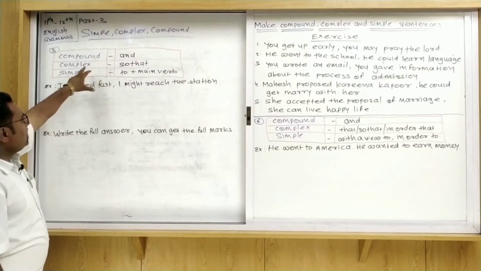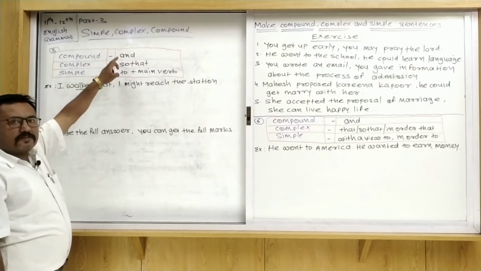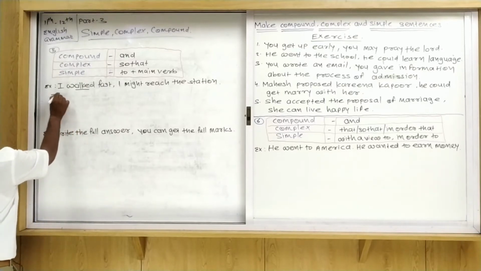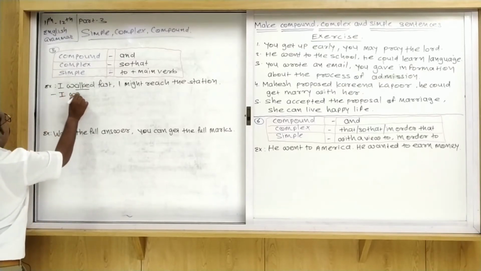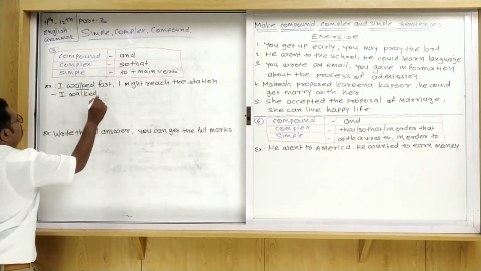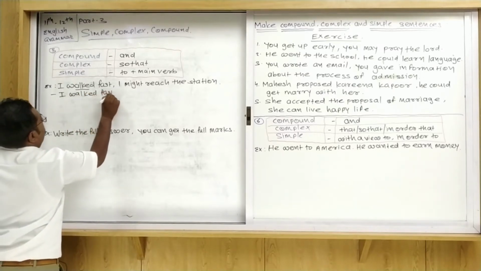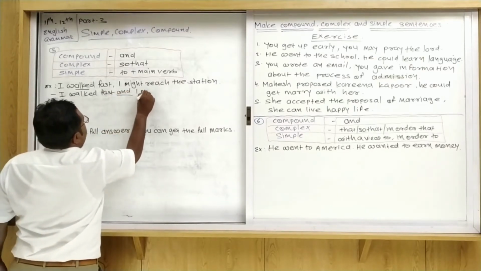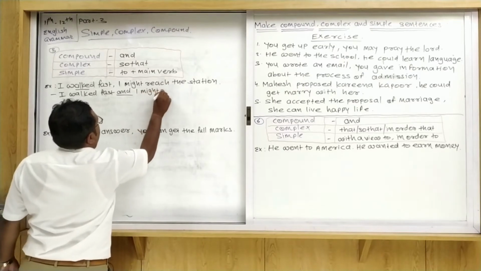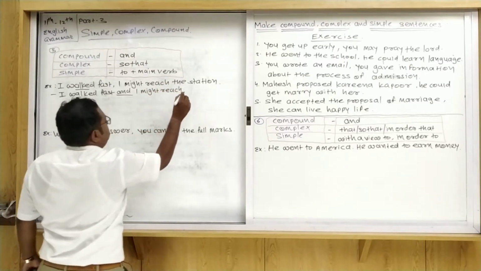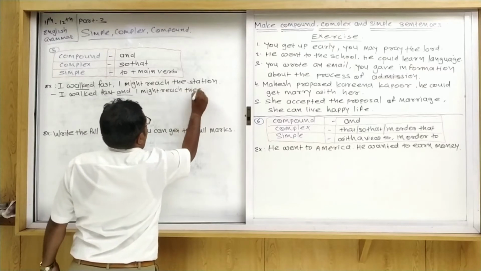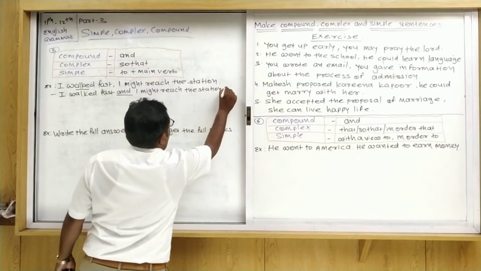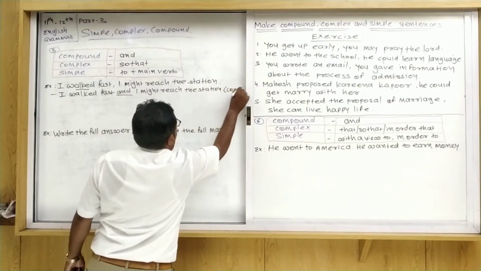Now you got the idea that in compound sentence which conjunction we can use here? And. So how can we make the sentence? I walk fast and I might reach the station. This is the compound sentence.